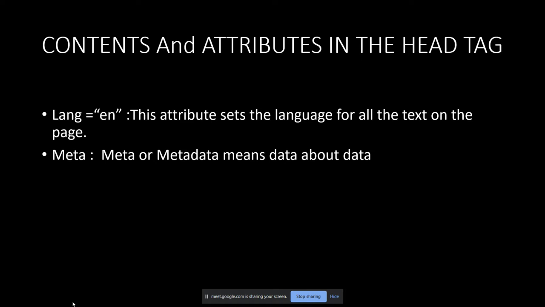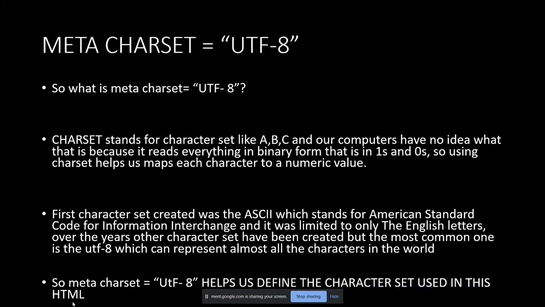So the HTML on its own is like data, and we're also giving more data about that data. That's what meta, or metadata, is. So what that UTF-8 meta charset equal to UTF-8 means is, first of all, what are charsets? Charset stands for character sets, like A, B, C, G, and the rest.